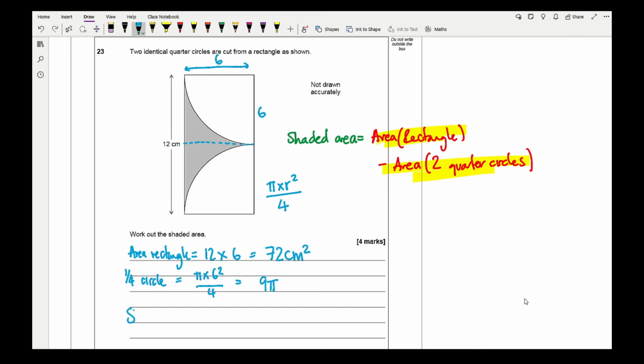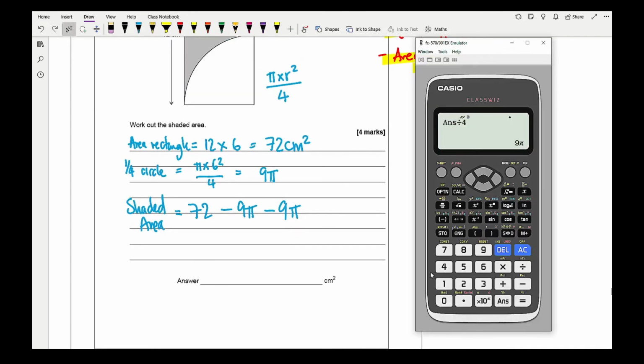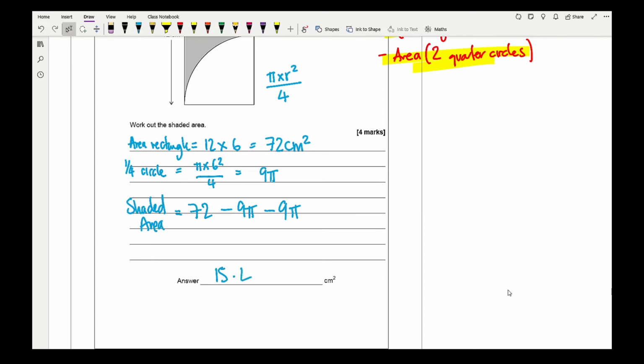So then the shaded area is going to be 72, take away 9 pi, which is one quarter circle, minus another quarter circle. If I type that all into my calculator, 72 minus 9 pi minus 9 pi equals, I get an answer of 15.45. And I'm just checking the rounding. Yep, that's absolutely fine, to 2 decimal places.